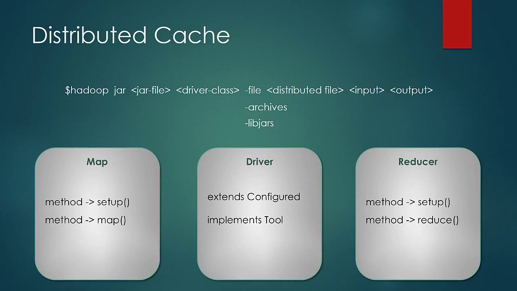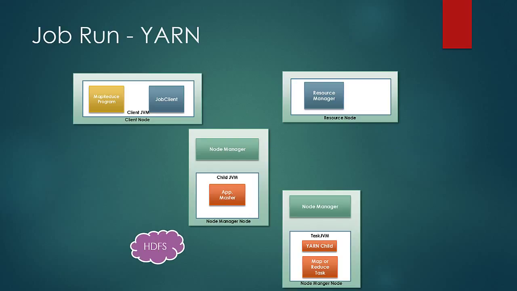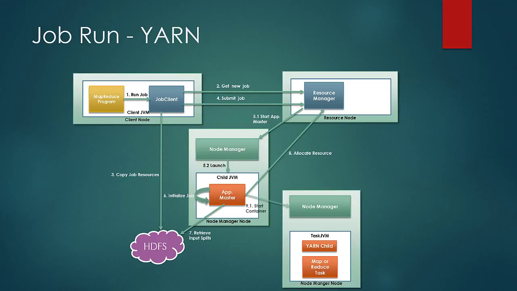Let us see how the distribution takes place. This is the diagram which we had seen in the earlier lessons. At step 3, when the job client copies the job resources, it copies the distributed cache as well with a very high replication so that every task node has a copy very near to it. Then at step 10, the YARN child retrieves these job resources, like the jar file and distributed cache, and copies them over to the local machine.